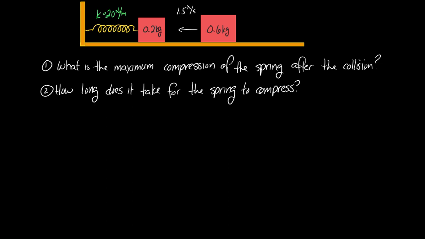So I have a 0.2 kilogram mass. This is the spring we dealt with yesterday. So I have a 0.2 kilogram mass that is at rest next to a spring that is in its relaxed position. The spring has a spring constant of 20 newtons per meter.